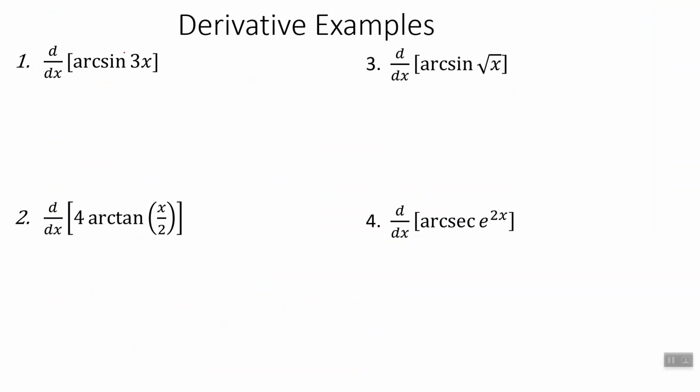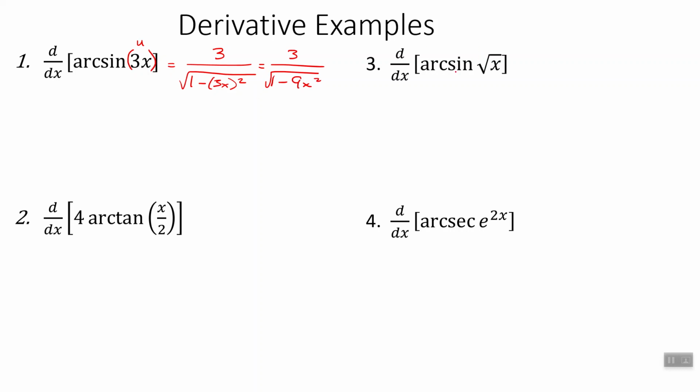So, some examples. We've got arcsine here, and this would be our u. The derivative of that is the derivative of the inside, 3, over the square root of 1 minus this whole thing squared, 3x quantity squared. You can leave it like that if you want. Technically, it's a little prettier if we simplify and say this is 1 minus 9x squared. But again, this is perfectly fine.